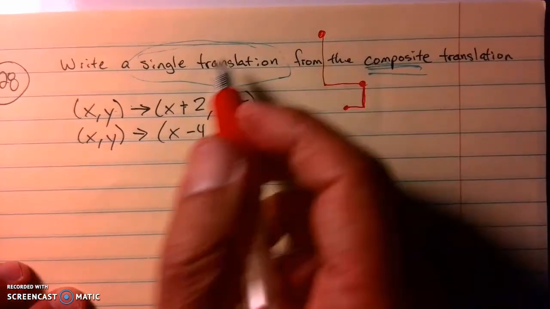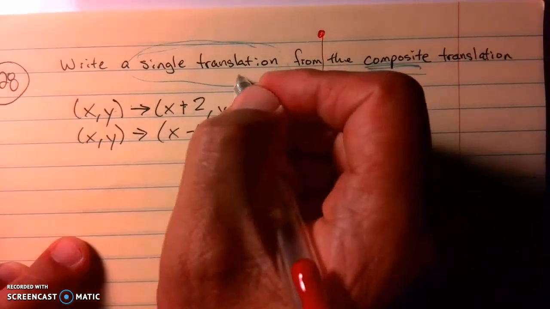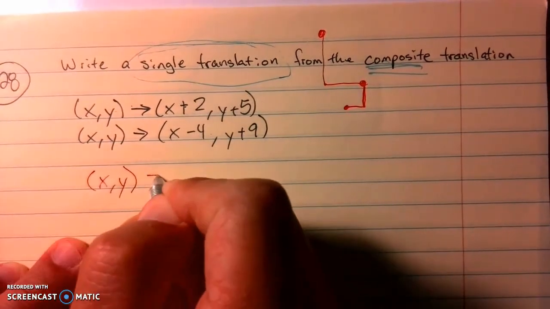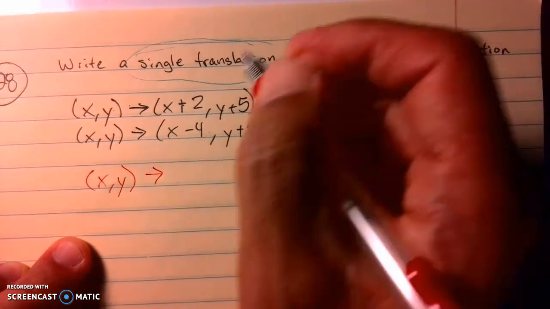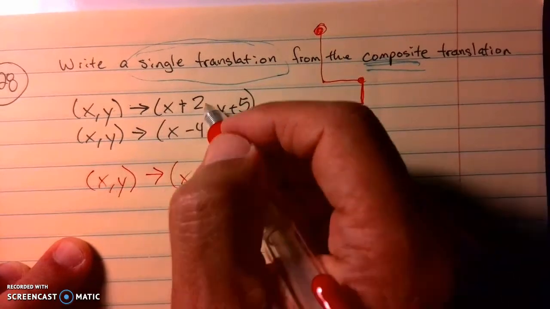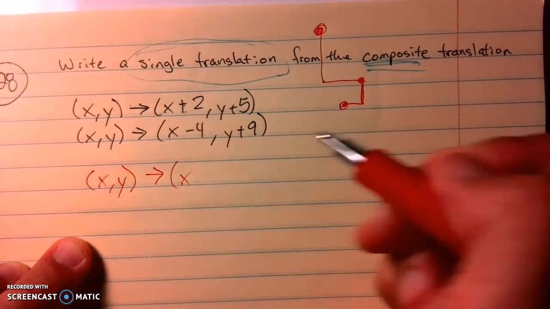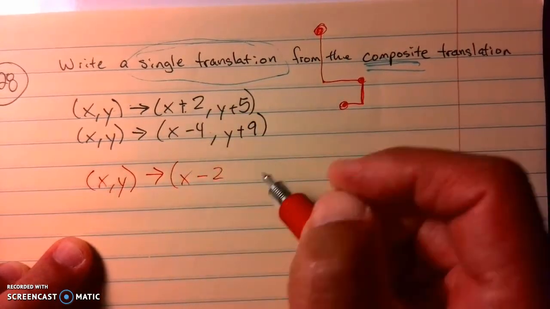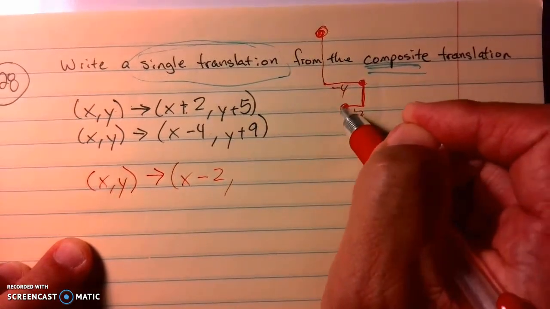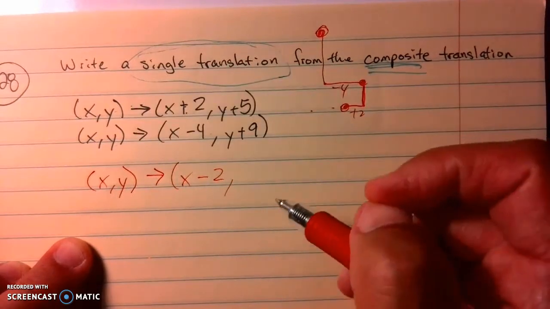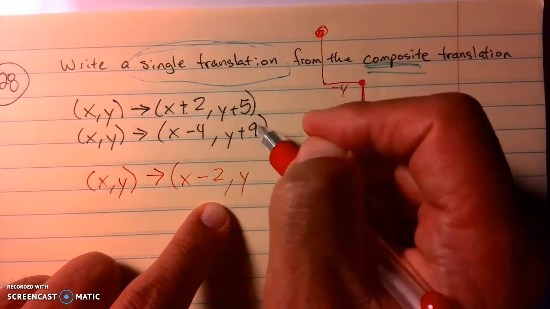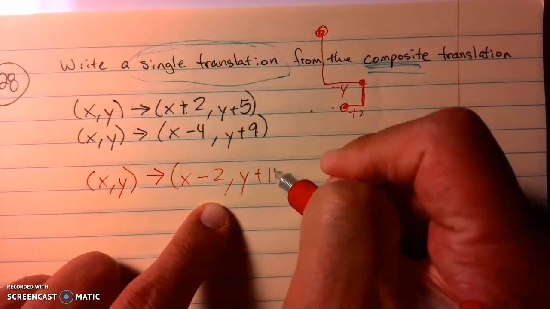Well, I want to put this together as a single translation, and this will be the answer here in red. Start at x, y to do this movement and then this movement. Really, the overall effect to get from here to here, x, if you notice, +2, -4, it actually has a difference of -2. +2 this way, -4 this way. Really, it went -2 to the west. The y value went +5, +9. It kept on going up. It's +14 now.